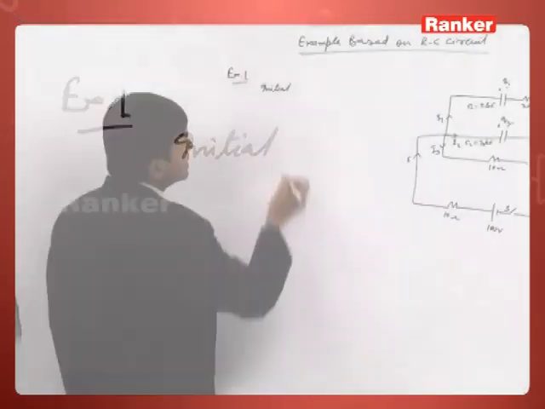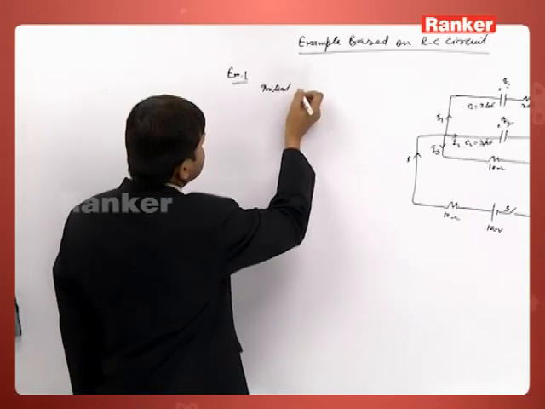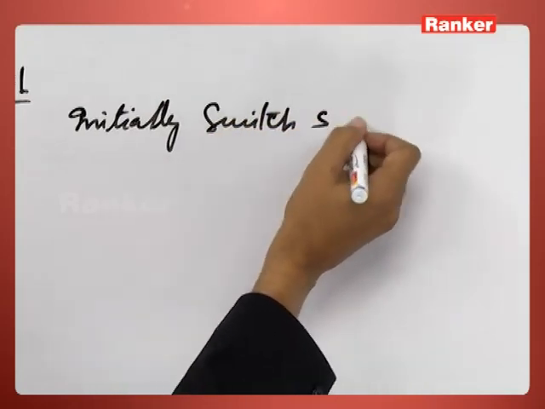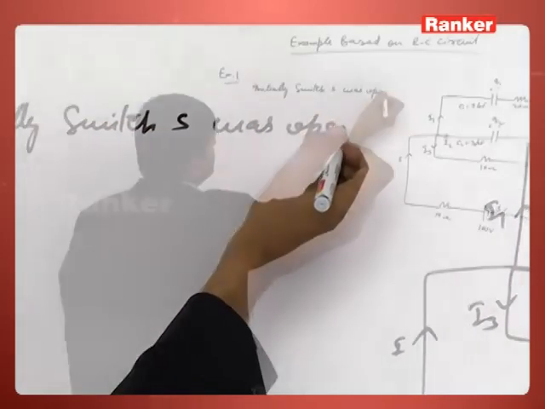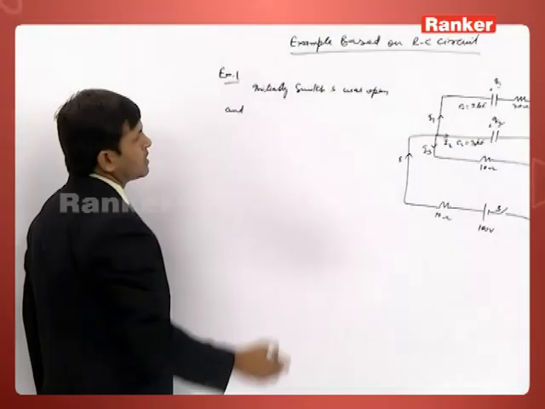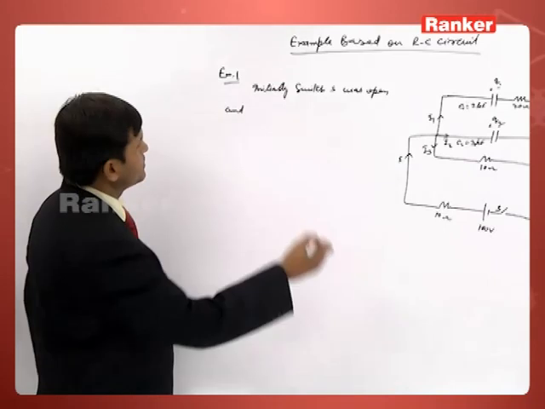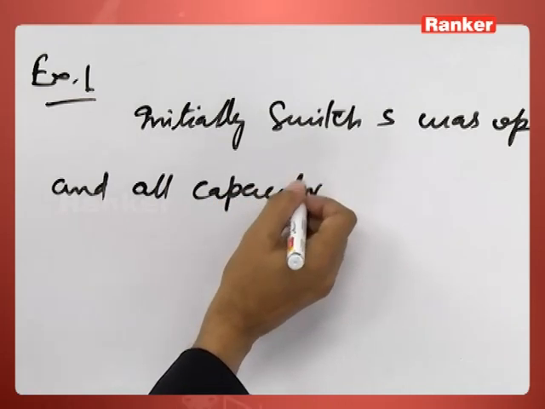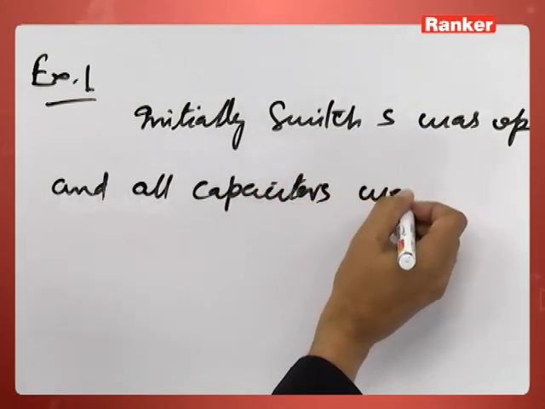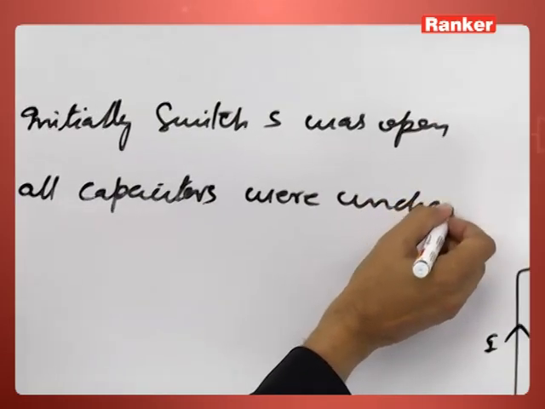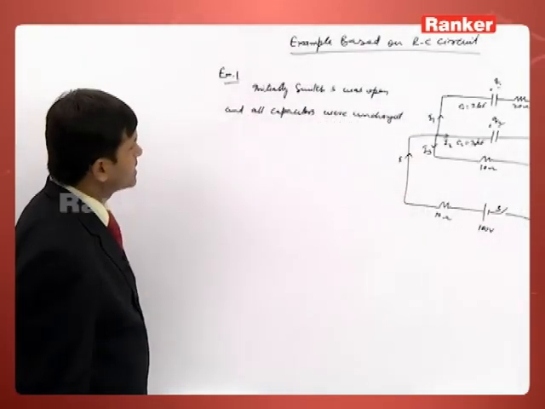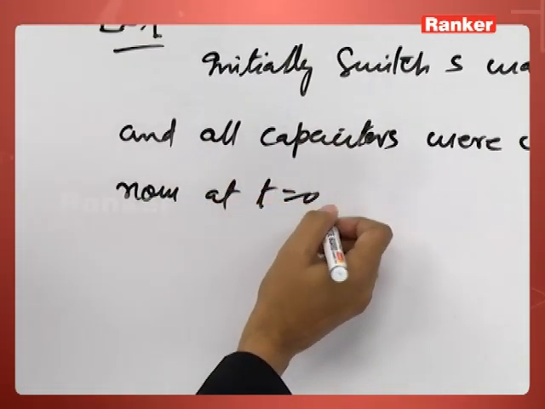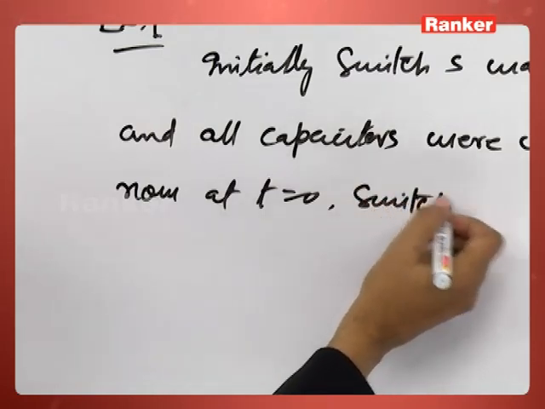Initially switch S was open and all capacitors were uncharged. Now, at t is equal to 0, switch S is closed.